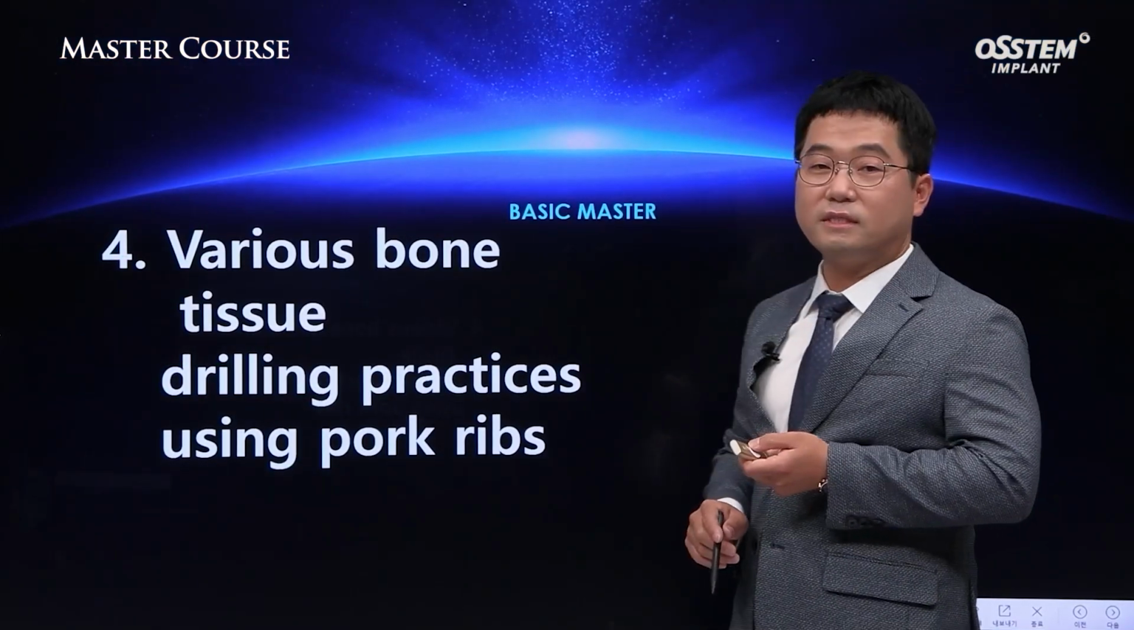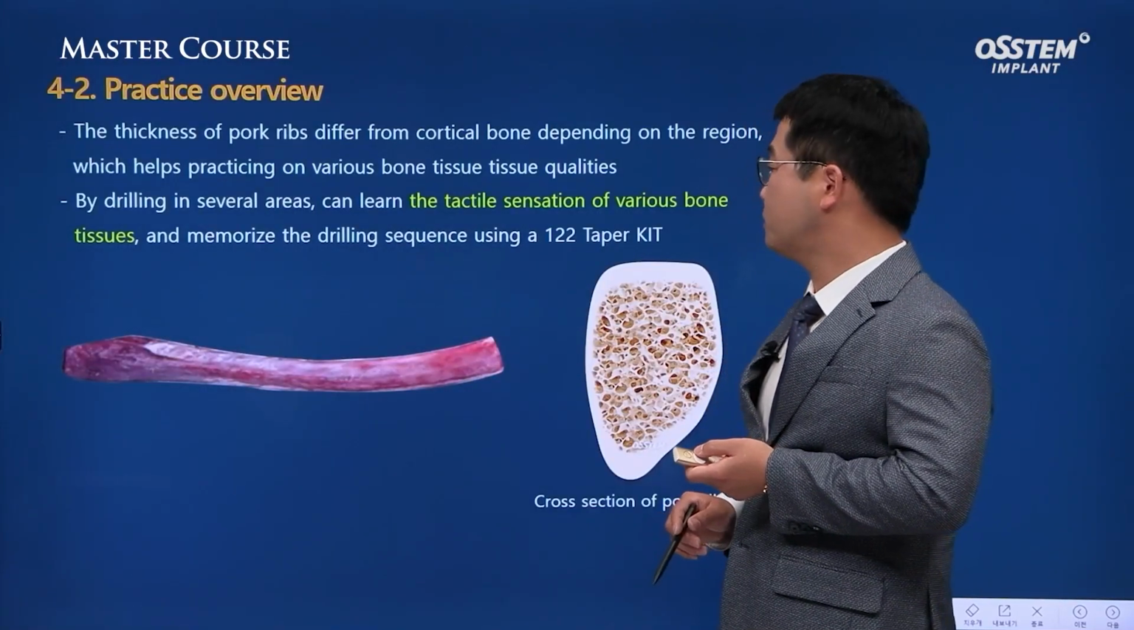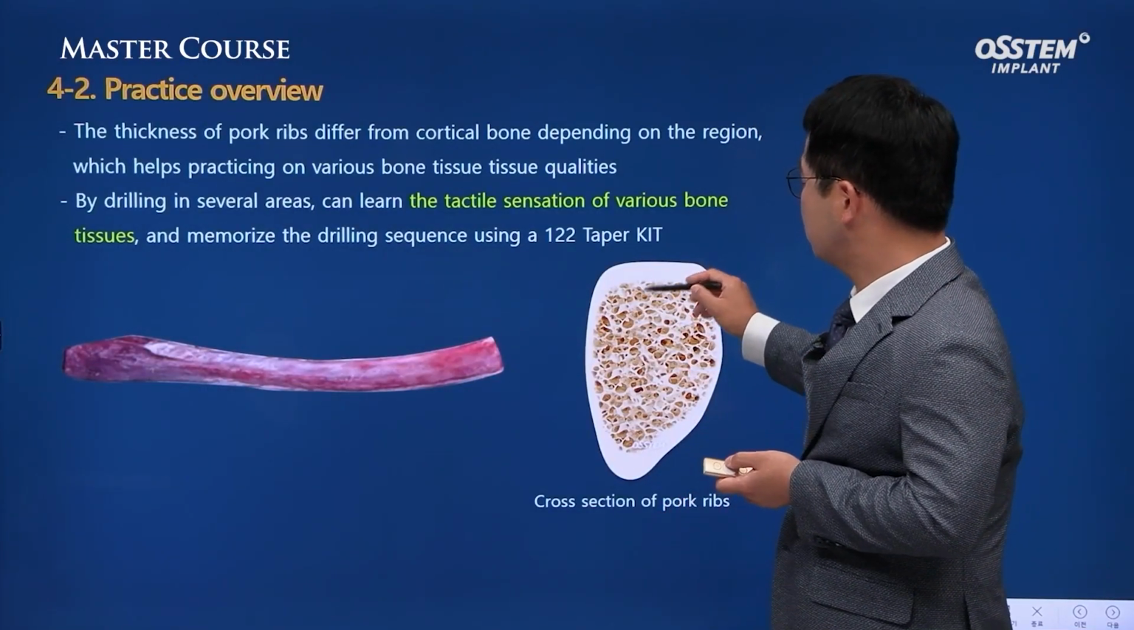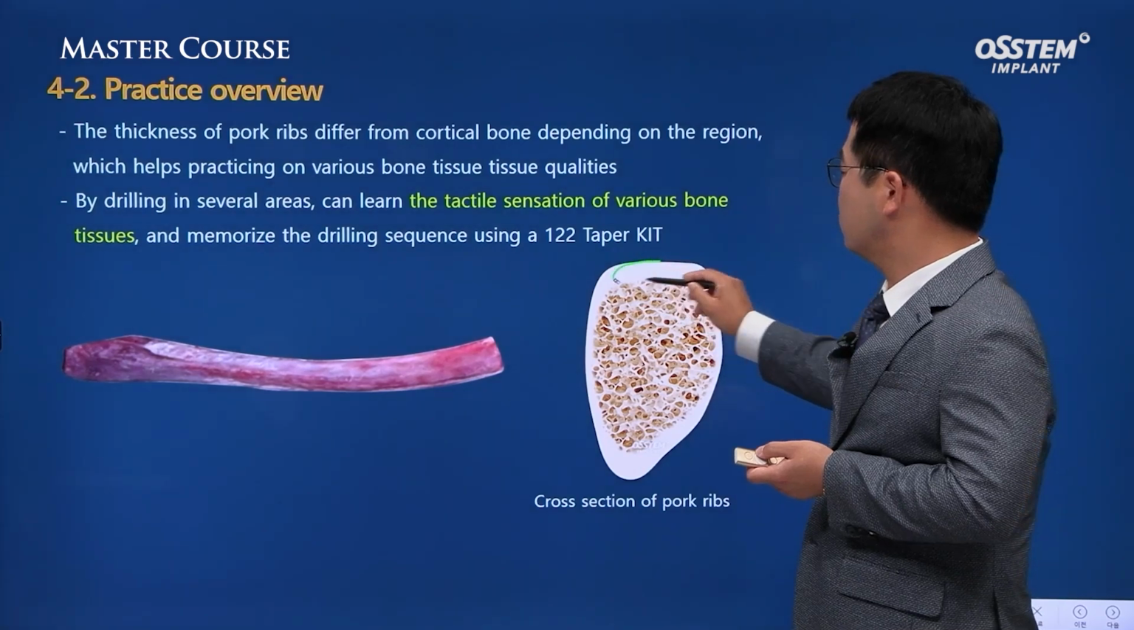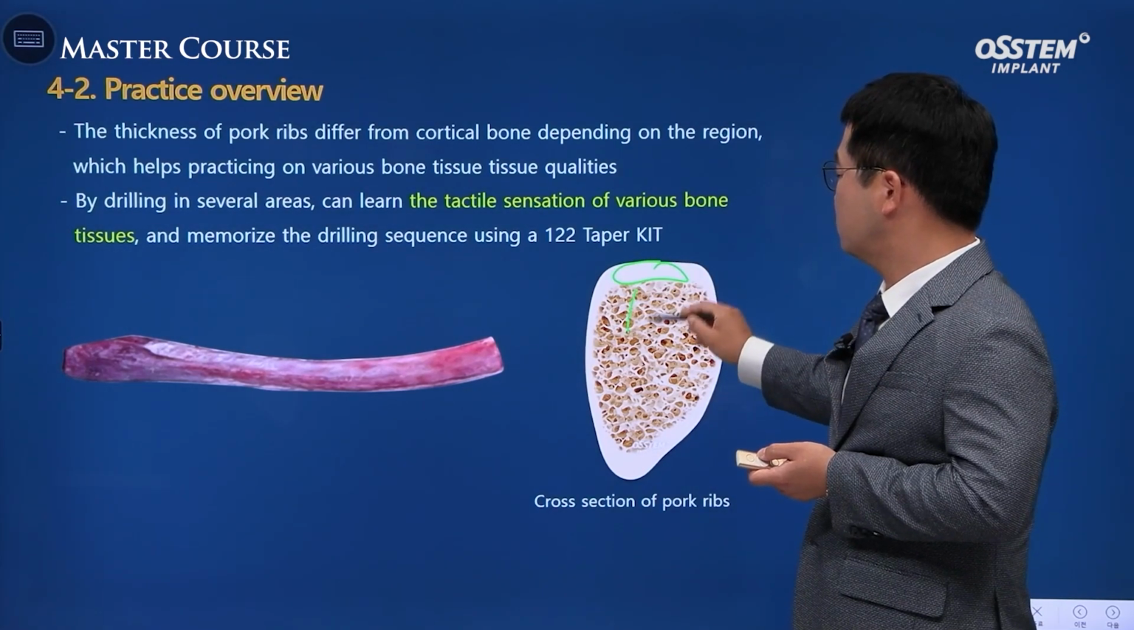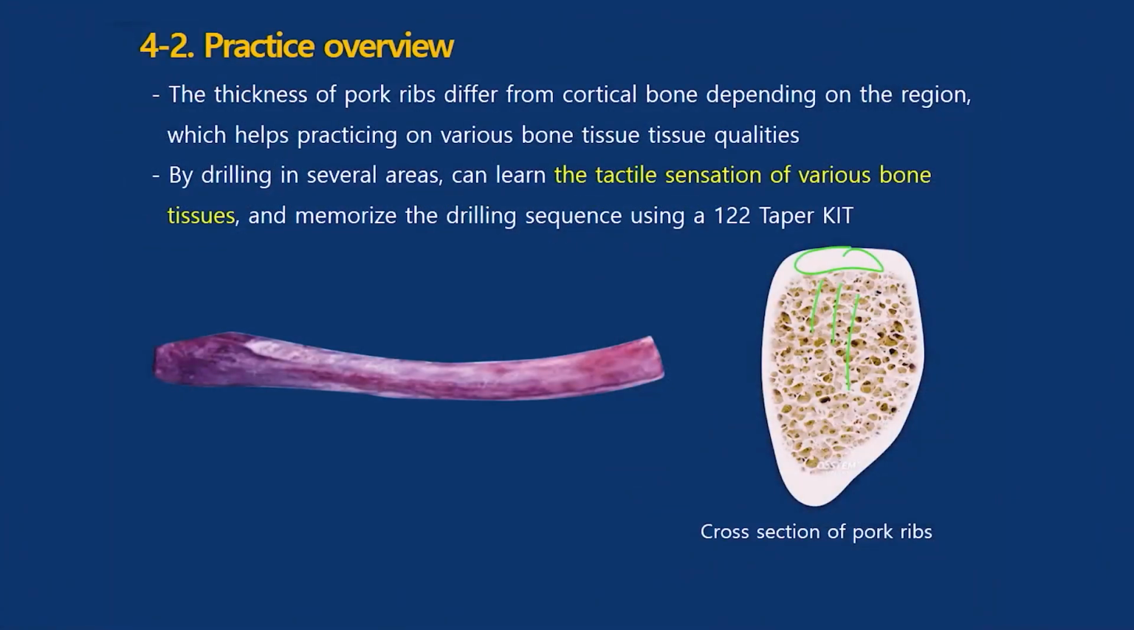We're going to do hands-on practice using porcine bone. In this image, there's cortical and cancellous bone. As for the porcine bone, the thickness of cortical bone differs depending on the region. Therefore, it's of great help in learning about the tactile senses you get when drilling on different bony tissues. With experience, you'll be able to learn whether you need to do under drilling or over drilling.